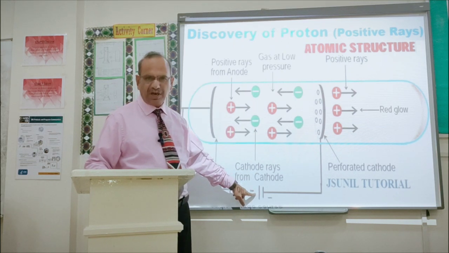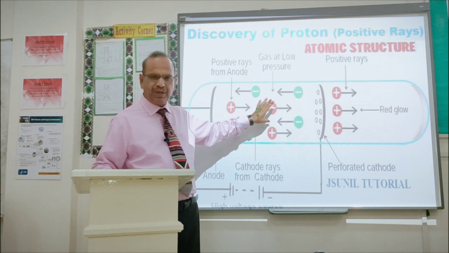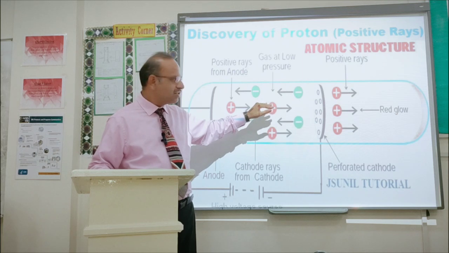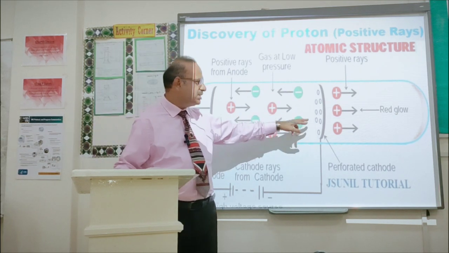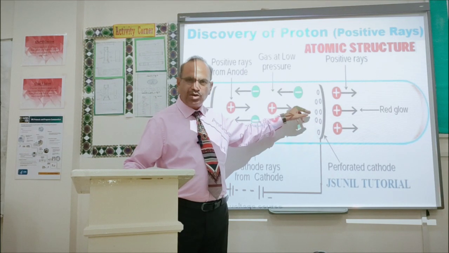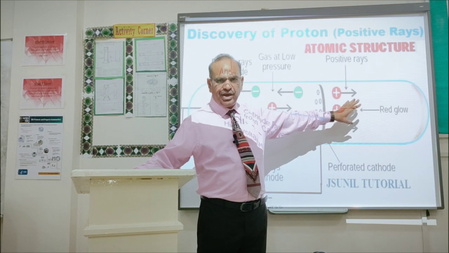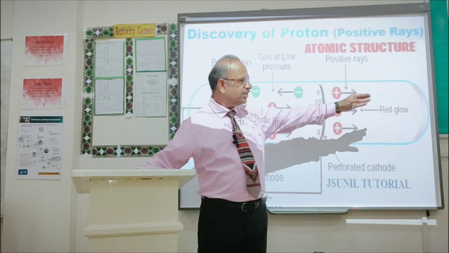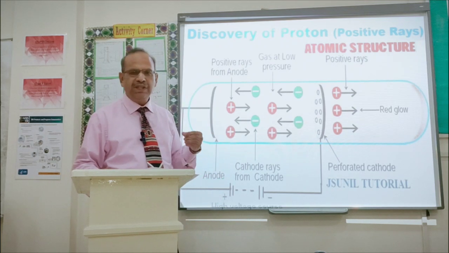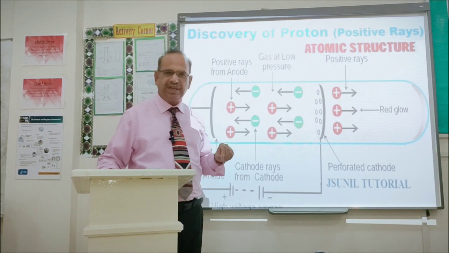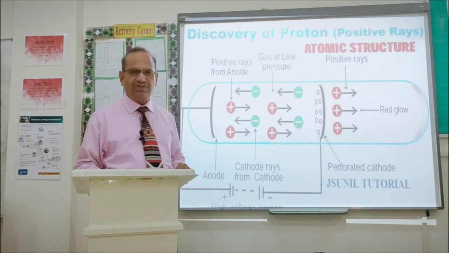Then a high voltage current is applied, and he observed that some rays are produced and start to move towards the cathode. As they reached the cathode, they passed through these canals, and he observed them at the back of the cathode. When these rays strike the walls of the glass discharge tube, they produce some red glowing. In the start, they gave these rays the name canal rays, and later they gave them the name positive rays.